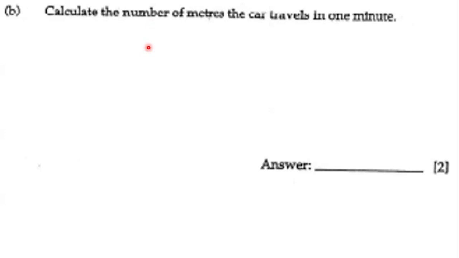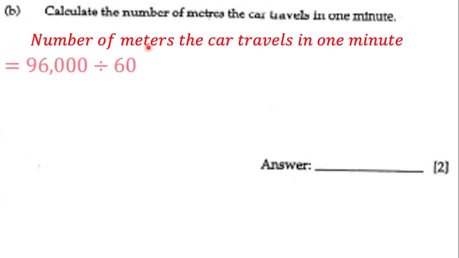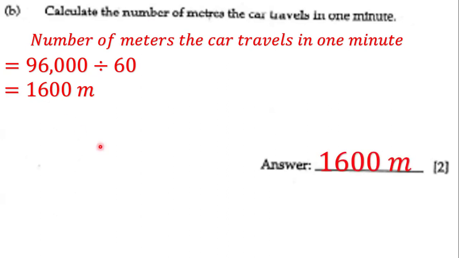So if we want to figure out how much it travels in 1 minute, we have to take the 96,000 and divide it by 60. Because remember, the car travels 96,000 meters in 60 minutes. So if we want to figure out how many meters it travels in 1 minute, we just have to divide it by 60. And so that means that the car actually travels 1,600 meters in 1 minute. And that's the answer to this question. Hopefully you find this helpful. And that's the answer, 1,600 meters.